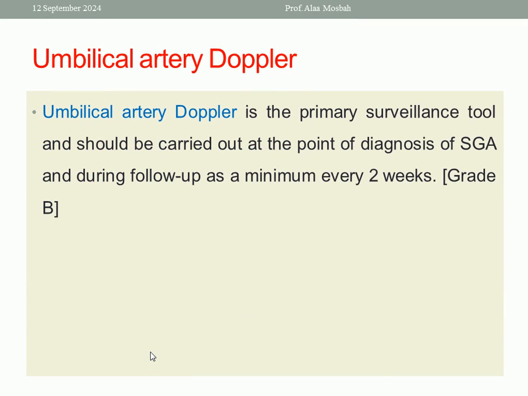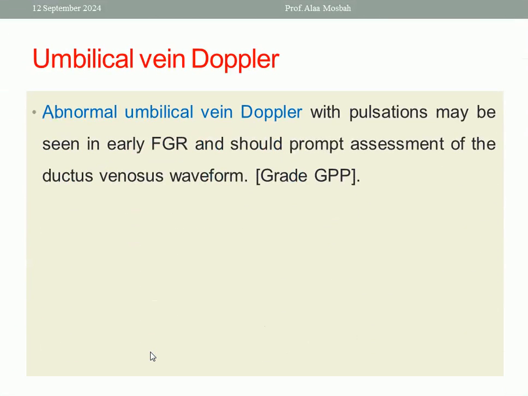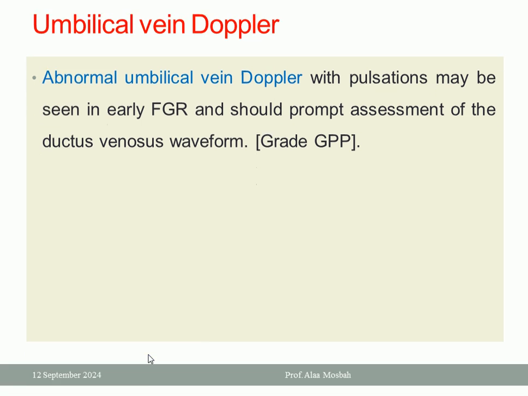Umbilical artery Doppler is very important. It's the primary surveillance tool and should be carried out at the point of diagnosis of small for gestational age and during follow-up, as a minimum every 2 weeks. Abnormal umbilical vein Doppler with pulsation may be seen in early fetal growth restriction and should prompt assessment of ductus venosus wave A.